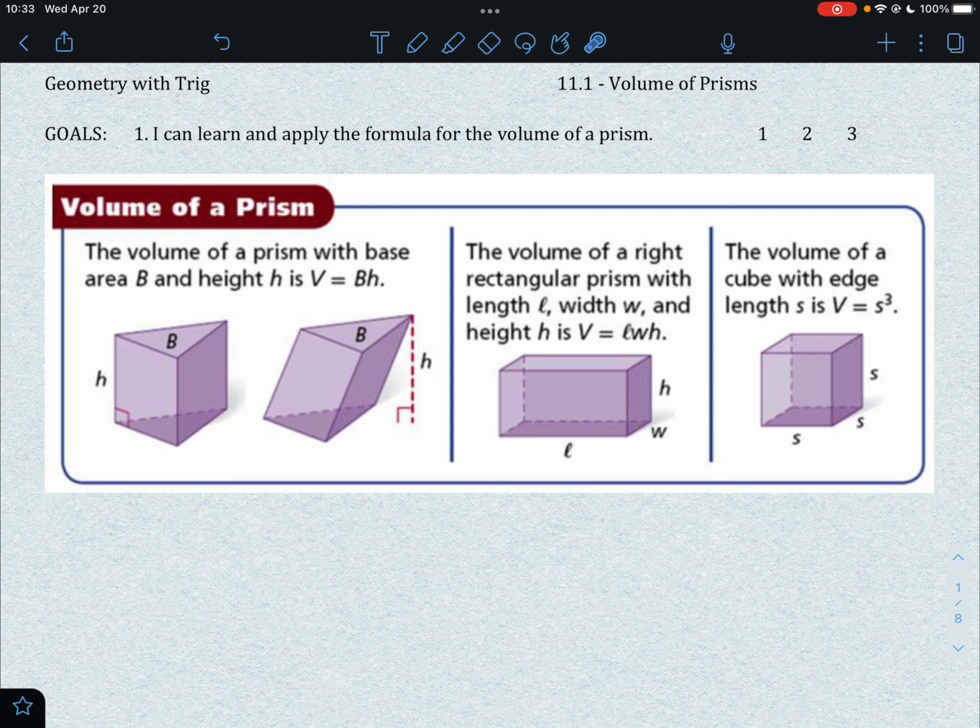Technically, they all use the same formula. The formula for all prisms is BH, where B is the area of the base and H is the height. But for rectangular prisms, you can use length times width times height, because length times width is the base. And since all three sides of a cube are the same, we can use S cubed. But BH is the formula for every prism.